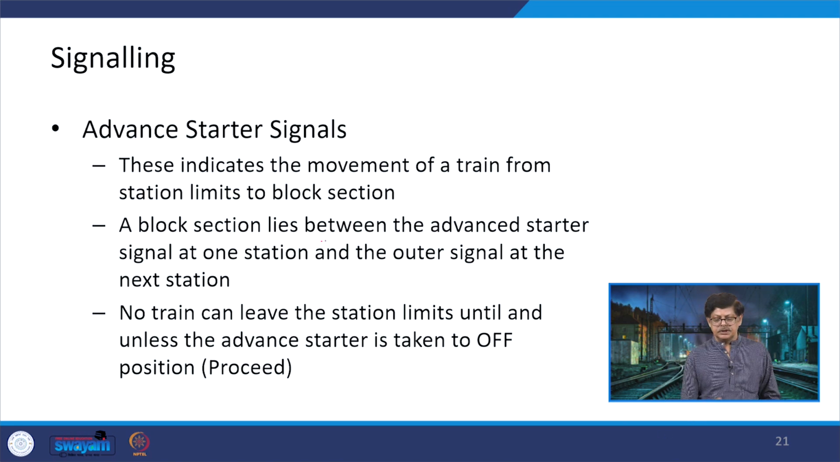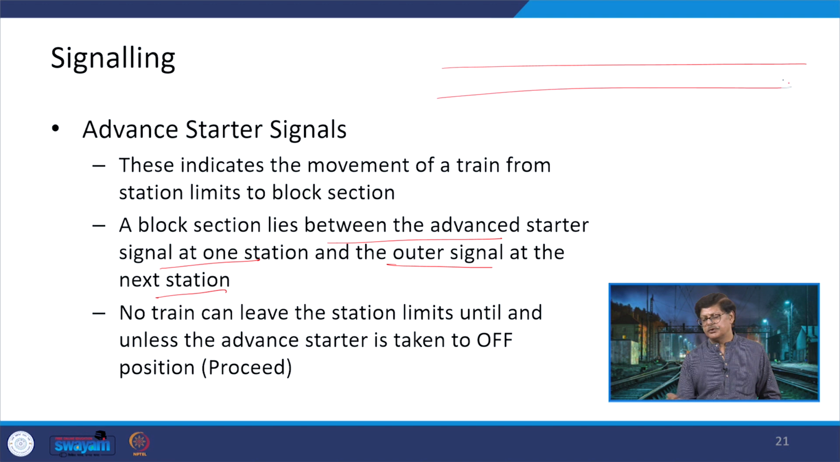Now, a block section lies between the advanced starter signal at one station and the outer signal of the next station. So, if we continuously talk about the big track, there is a station here and another station at this point. As we said, if the other lines are there and this line keeps getting here, this line is, say, not there, and finally it comes back here in this form.